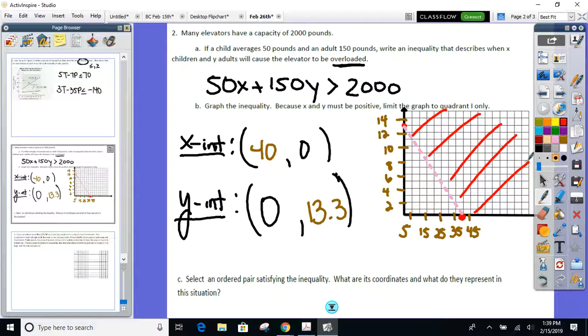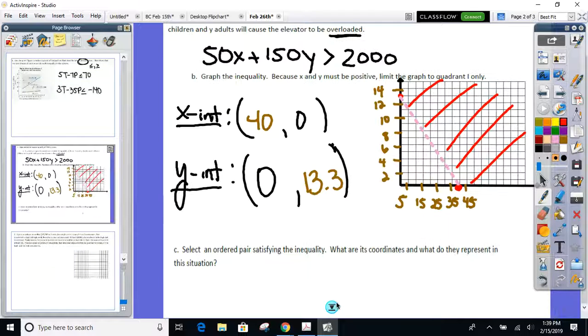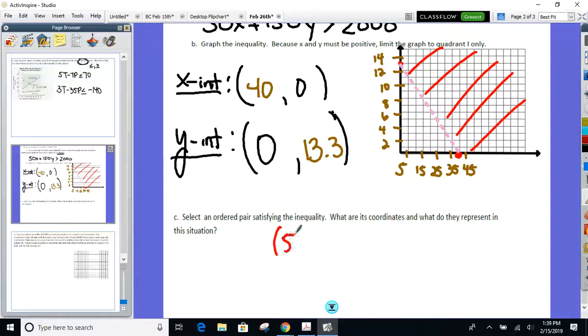Jason, can you do the class a favor? Can you select an ordered pair, an x, y pair, from that shaded region for us? One that's clearly in that shaded region. 50, 15? Okay, I agree. That's in there. There was an infinite amount he could have picked, but he chose 50, 15.